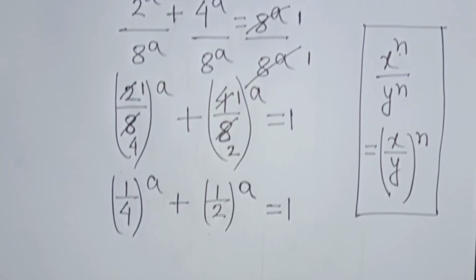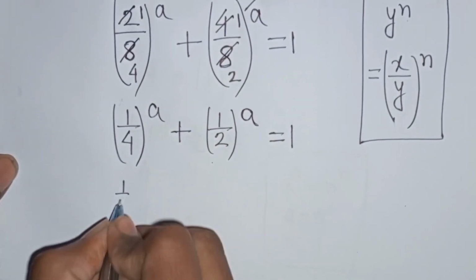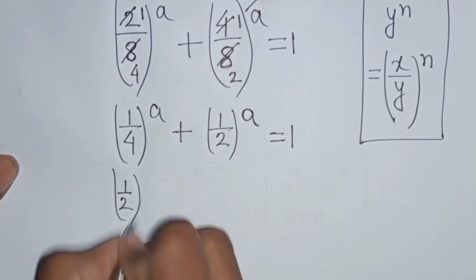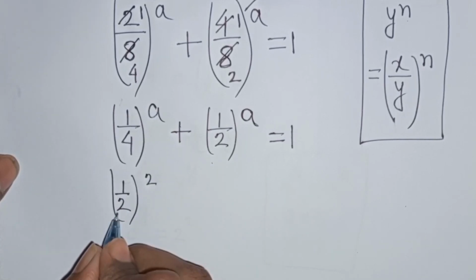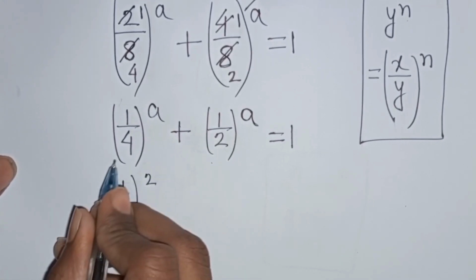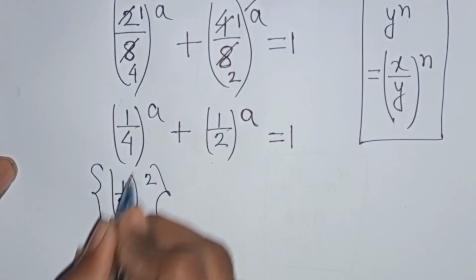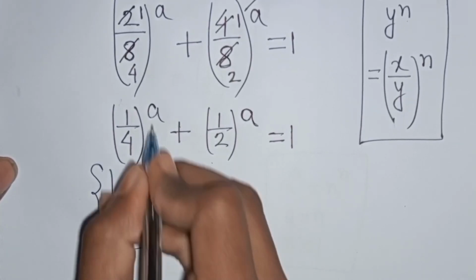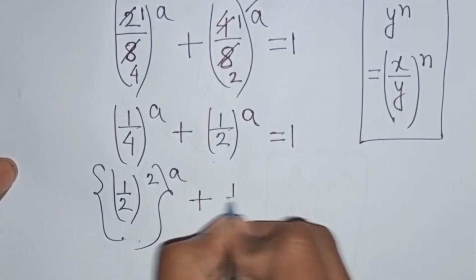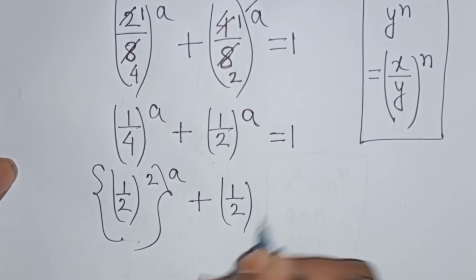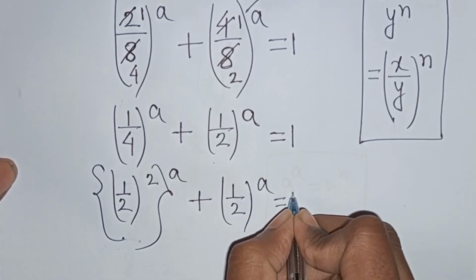Now 1 by 4 can be written as 1 by 2 bracket power 2. 1 square is the same as 1, 2 square is the same as 4. Then the first bracket can be written as the second bracket, power of a plus 1 by 2 bracket power a is equal to 1.